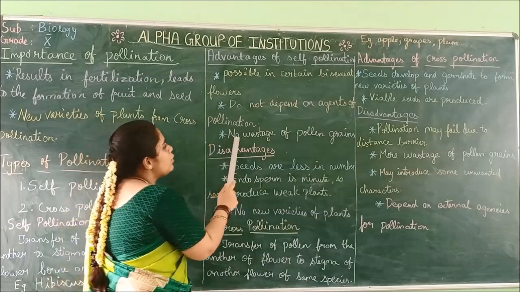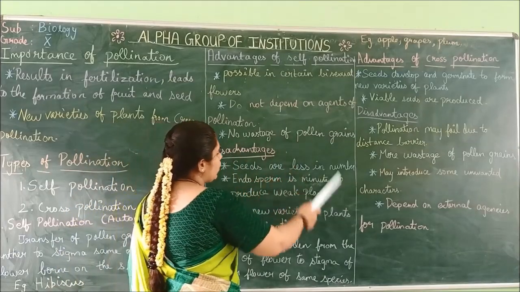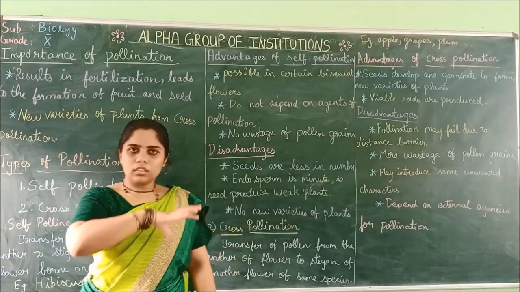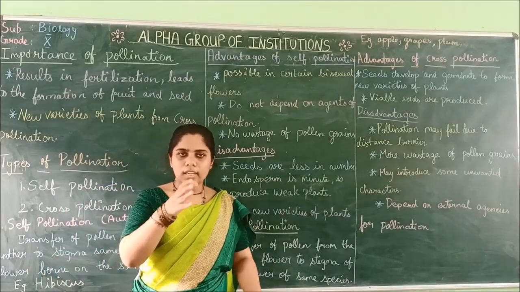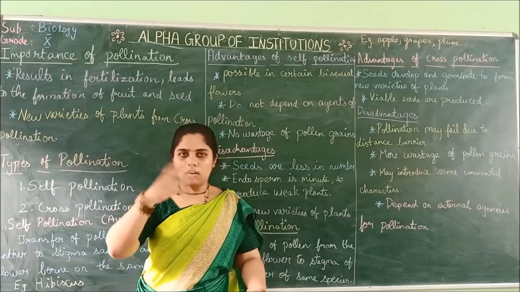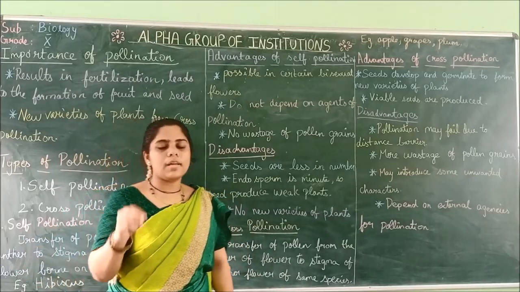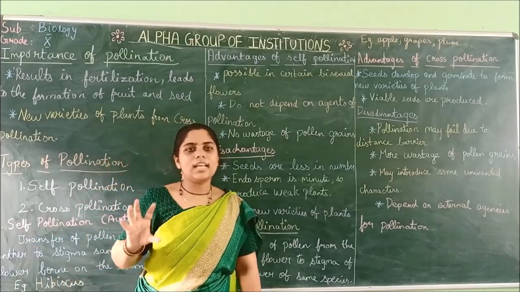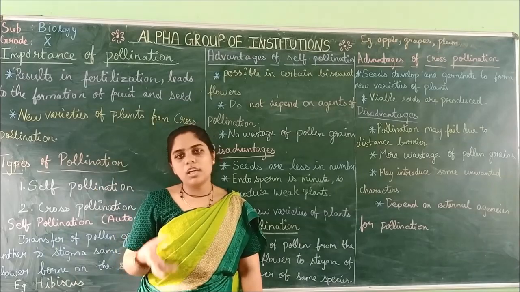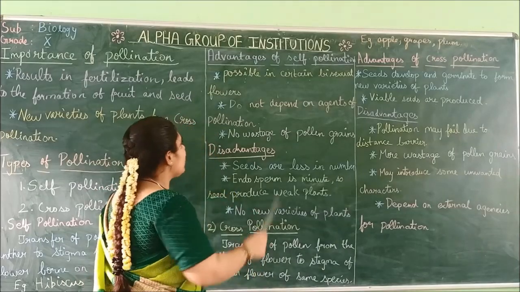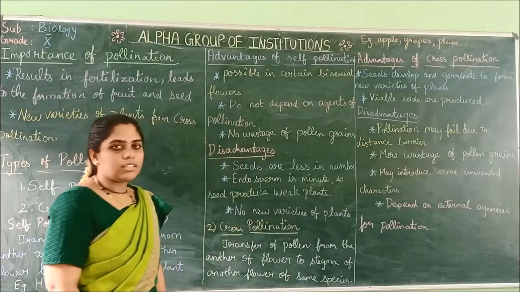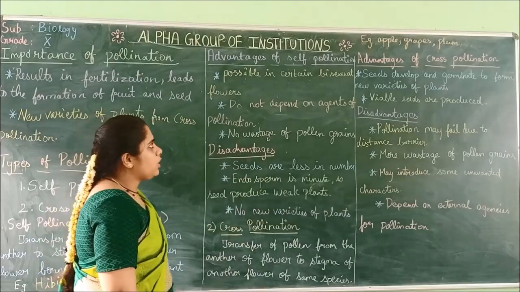And next is no wastage of pollen grains. So no long distance is involved, it is only nearby or within the same plant. Since the distance is very small, very few pollen grains are needed for pollination. So these are the three advantages of self-pollination.